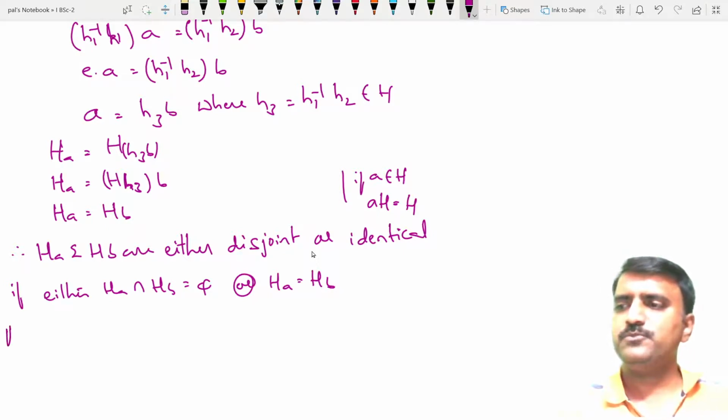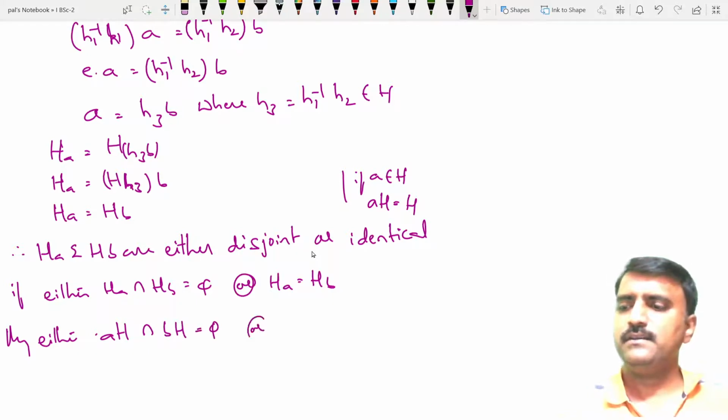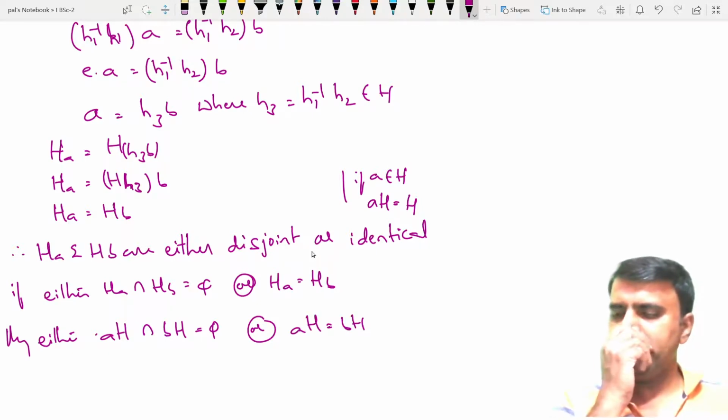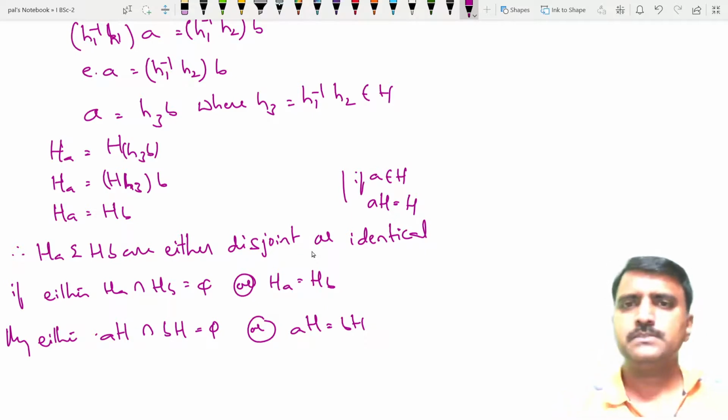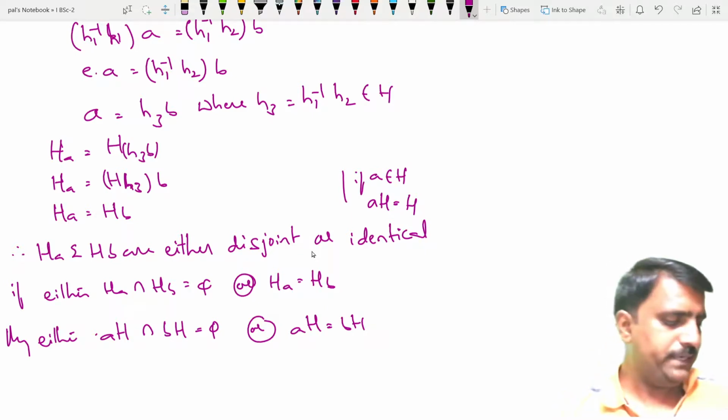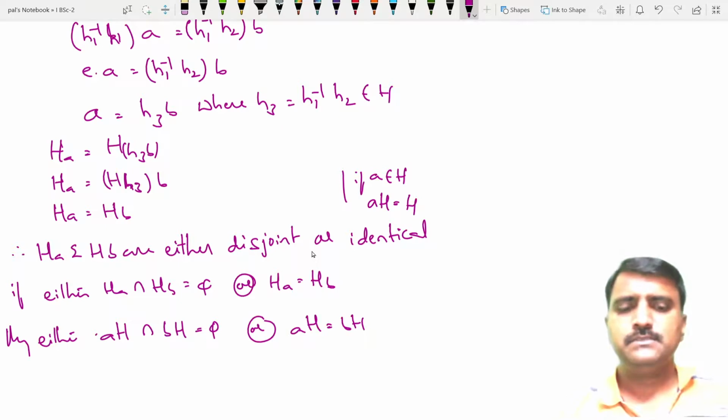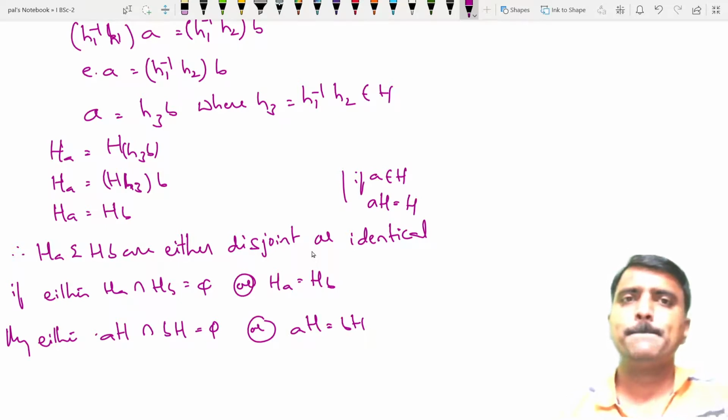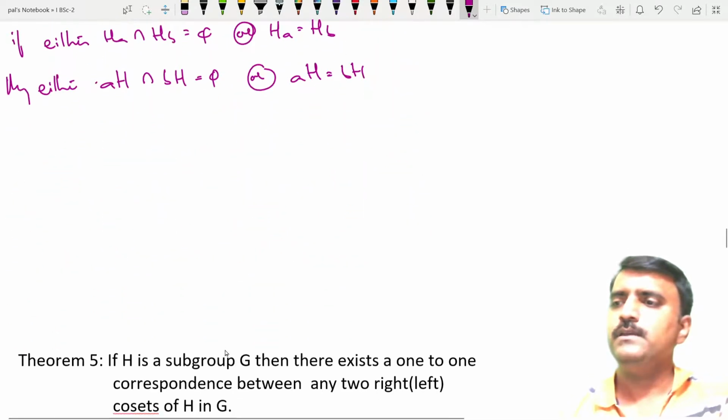Similarly we can prove that either the left cosets AH intersection BH is equal to phi, or AH is equal to BH. So that means they are identical. Okay, so that's all. So it is a very important property. Many times we are using this property.